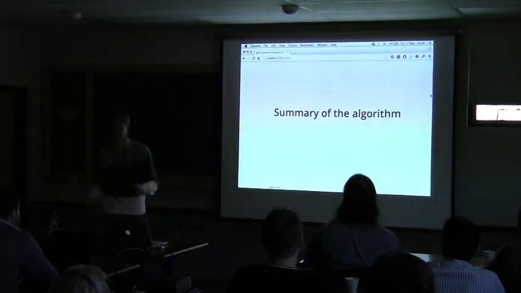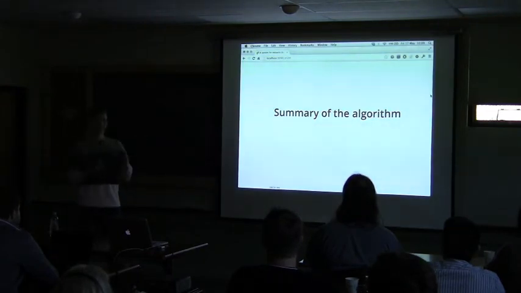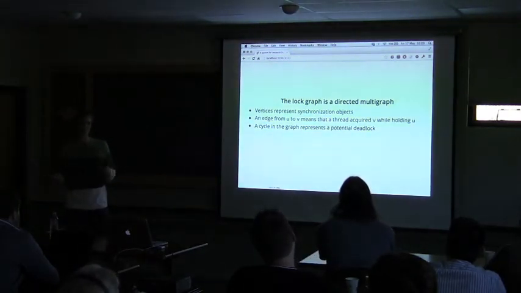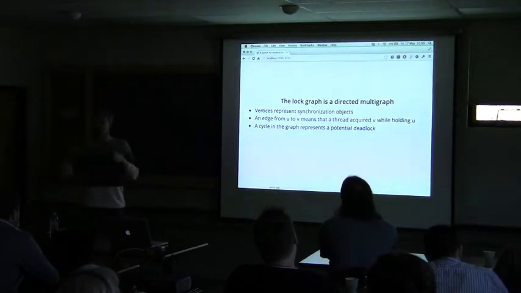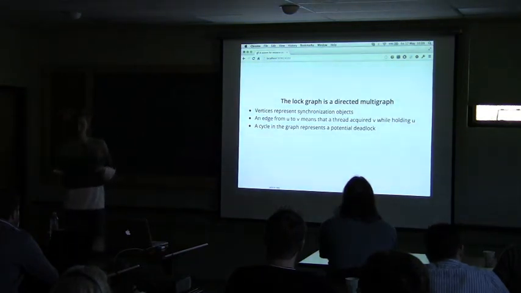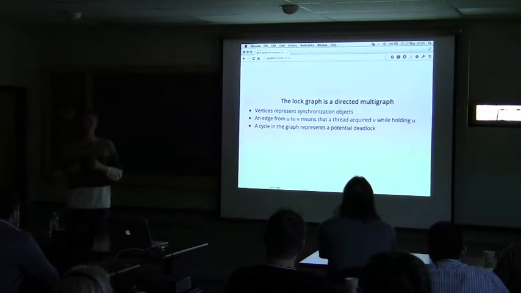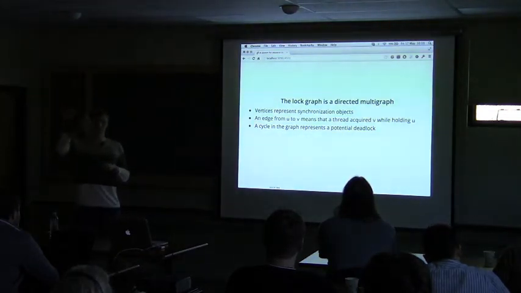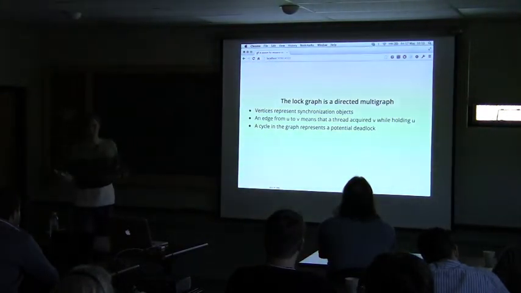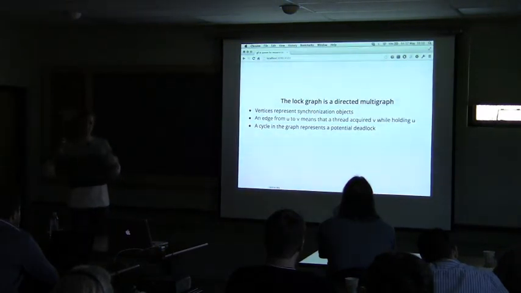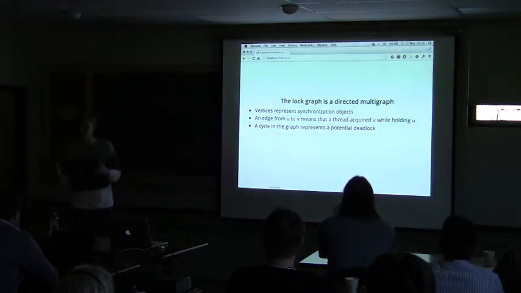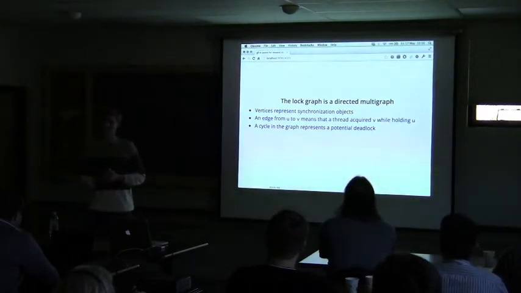The basic principle is that we have a graph called the lock graph, which is a directed multigraph. Is everybody okay with this? In a multigraph, you can have several parallel edges between two vertices. Each vertex of the lock graph represents a synchronization object, and an edge from U to V, where U and V are vertices, means that a thread acquired V while it was holding U. And if you have a cycle in that lock graph, it means that you have a deadlock. To filter out false positives, we're going to add some information on all the edges of the lock graph, and filter out cycles that have some special properties that we know represent false positives. This is the basic principle.